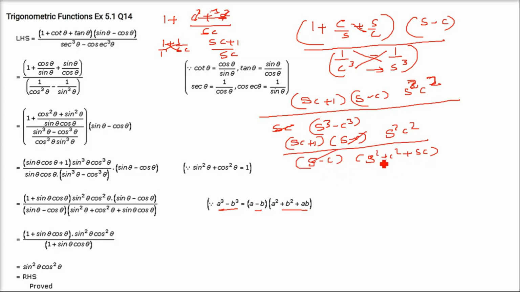So what do you get here? See, sin square plus cos square is what? 1. And this is sin cos. So this is 1 plus sin cos, and this is also 1 plus sin cos. So you can cancel this also. What is remaining? Sin square cos square. And what is the right hand side? Sin square cos square. This is what was expected. This is the right hand side.